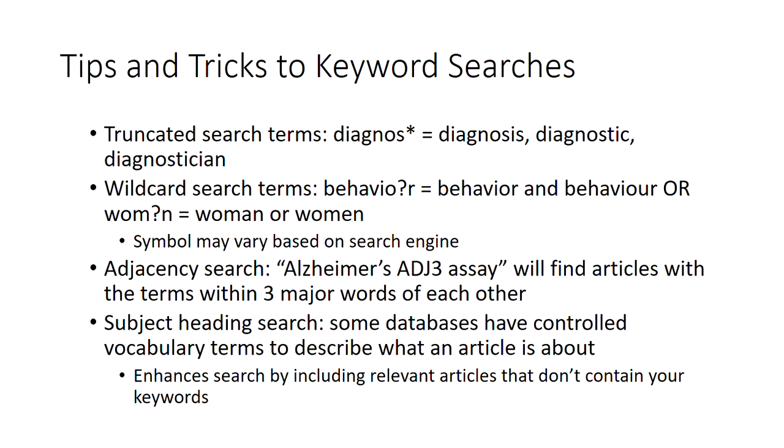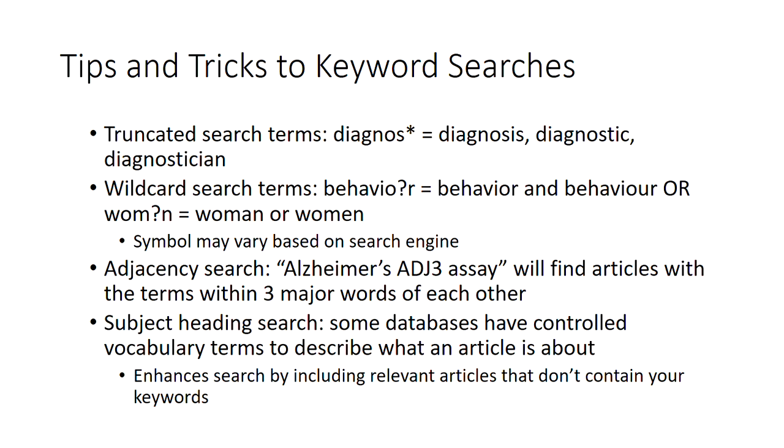And then wildcard search terms, a question mark is a common symbol for this. This is useful especially for English versus American spellings of things like behavior with or without the U, or looking for various pluralizations of things like woman versus women.